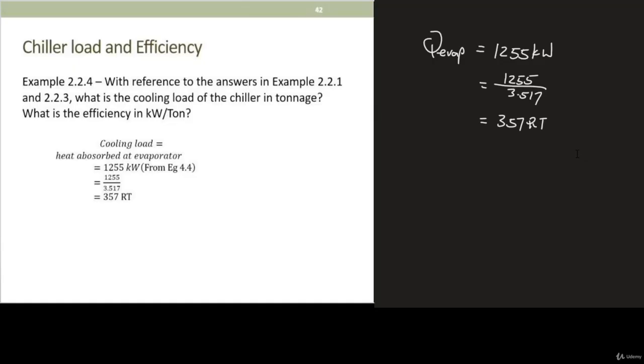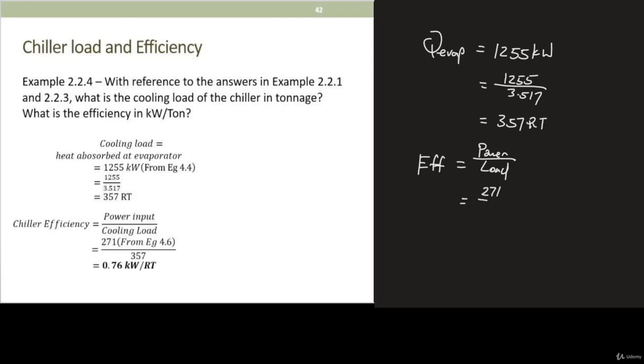And what is the efficiency in kilowatt per ton? If you use the triangle, to find efficiency you will need to use power divided by load. The power we calculated just now is 271 kilowatts, divided by the load, which is 357, and you'll get an efficiency of 0.76. So that's how you use the formulas to calculate efficiency in terms of kilowatt per ton.